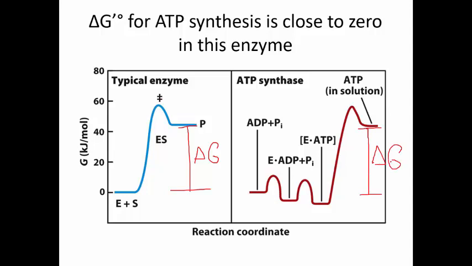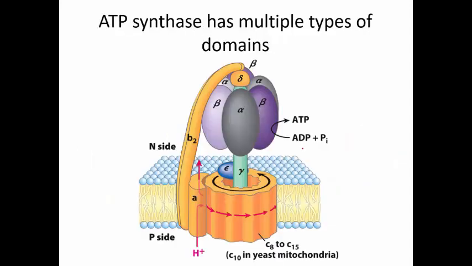But the way it deals with it is this huge high thing is the energy of it falling off. So the high energy does not occur until it tries to let go of the ATP. And that means that we can physically force it off. So the way this works is we have many different types of domains in the ATP synthase.